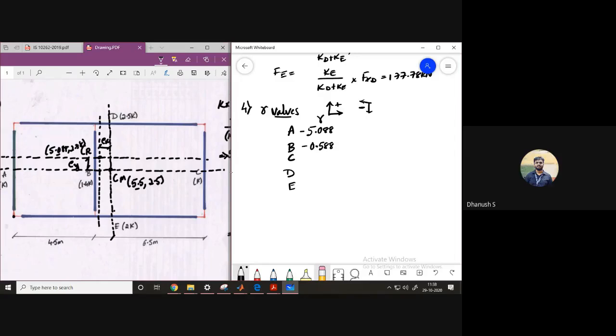The entire length is 11, no? 11 minus 5.088. How much is that? 5.912, positive. Then wall D.